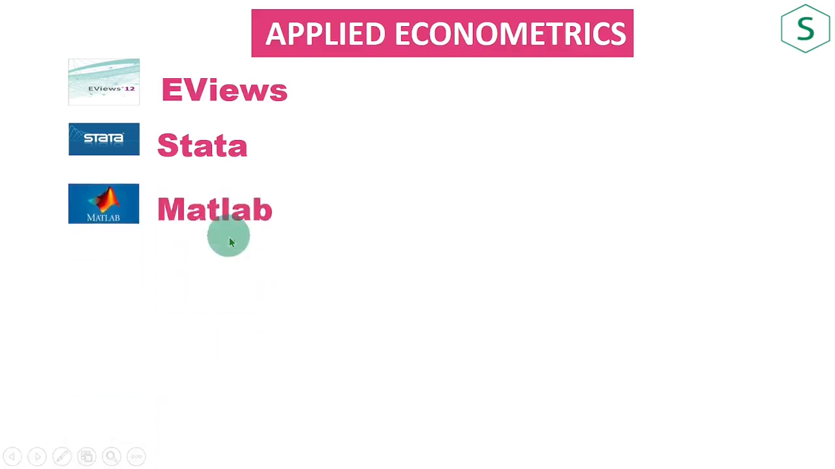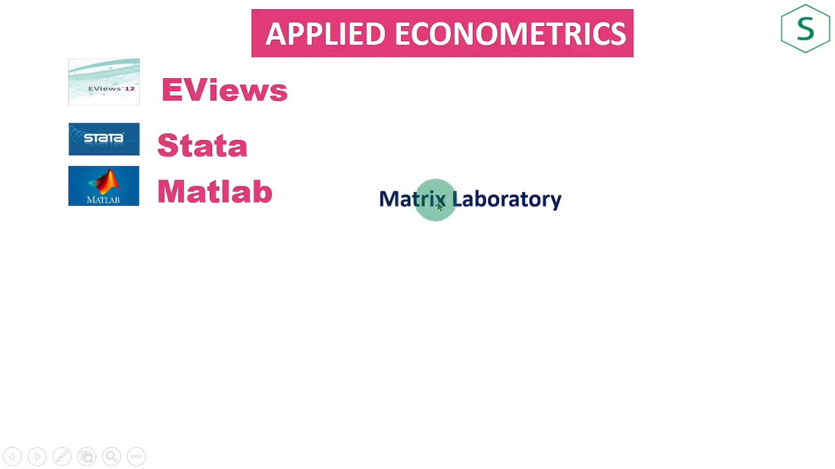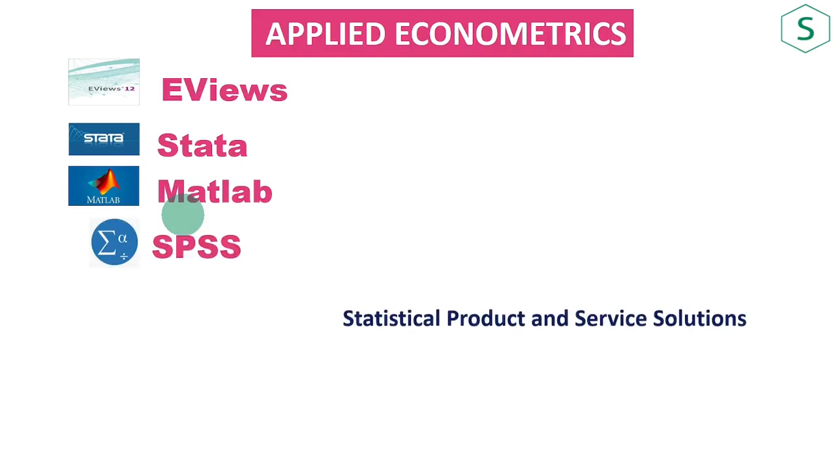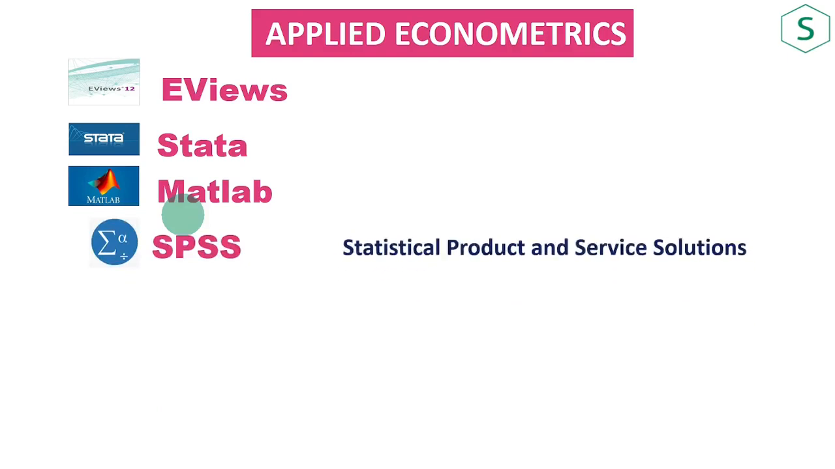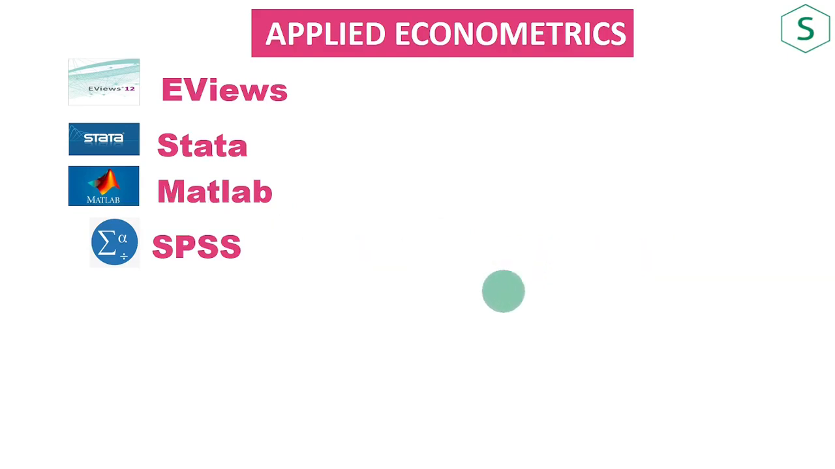Another important software we are going to use is Matlab, otherwise known as Matrix Laboratory. Matlab is handy for econometric analysis because econometric models can be expressed in terms of matrix algebra. Of equal importance is the use of SPSS for statistical analysis. SPSS stands for Statistical Product and Service Solutions. If you are used to Microsoft Excel, you can easily use SPSS because the layout is similar.